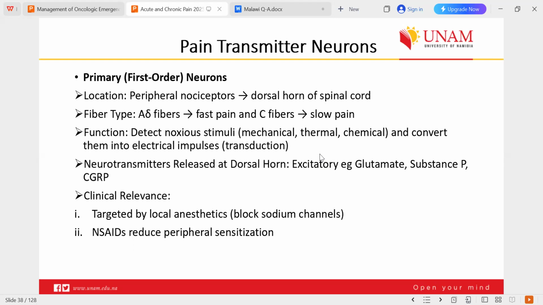The function of the first order neurons is the detection of noxious stimuli, be it mechanical, thermal, or chemical, and converting these noxious stimuli into electrical impulses, and that's where transduction takes place. Neurotransmitters are now released at the dorsal horn, which most of the time are excitatory, like we mentioned. The clinical importance of first order neurons is that they are targeted by your local anesthetic agents, which block sodium channels, and also by NSAIDs, which reduce the formation of prostaglandins, reducing peripheral sensitization.